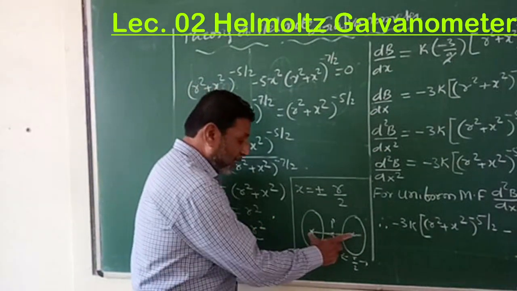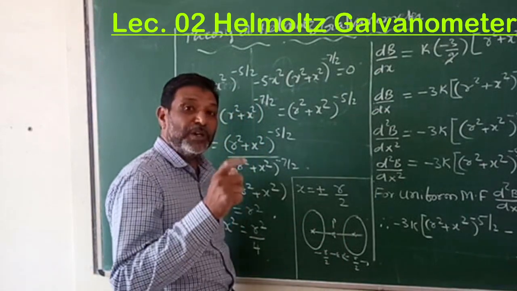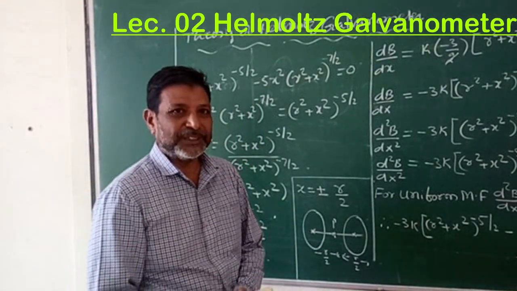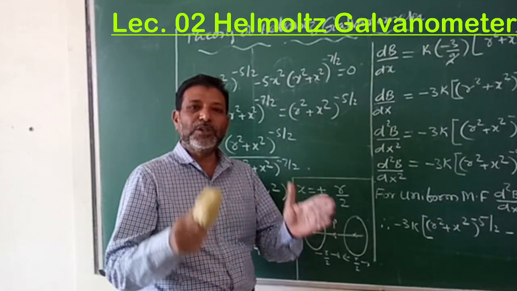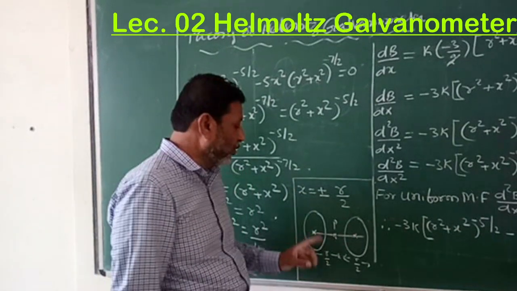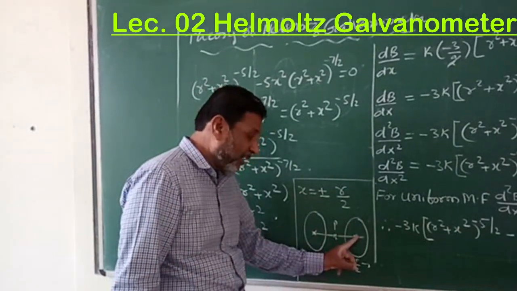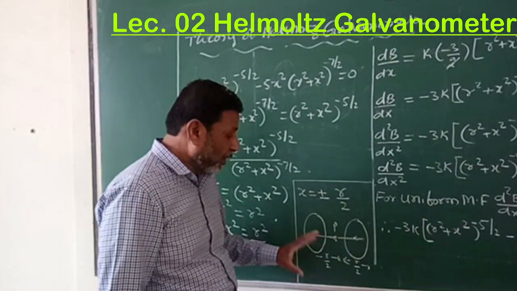That means the distance between the two centers of the coils is equal to the radius of one of the coils, isn't it? When you maintain the distance between the centers of the two coils equal to the radius, then the magnetic field will be uniform. Don't confuse that.